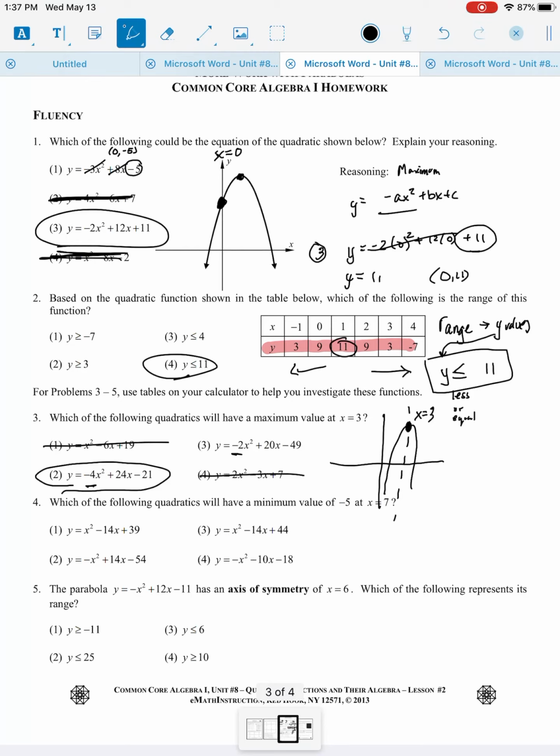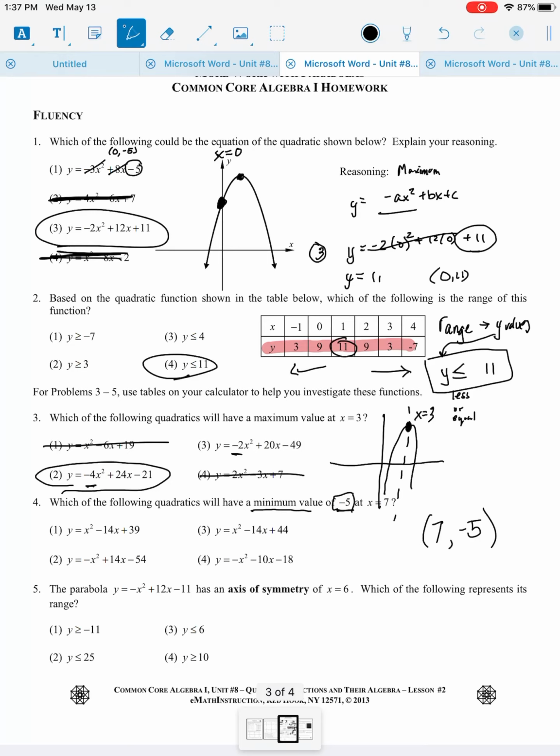And question 4 is going to ask you to do almost the exact same thing. But in this case, we actually are looking for a minimum value. Now, my minimum value occurs on that line, x is equal to negative 7. And being that it gave me a value, I know my minimum will occur at the point 7, 5.